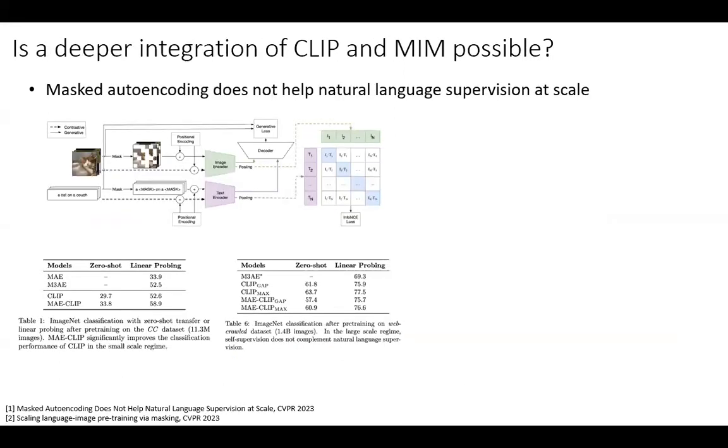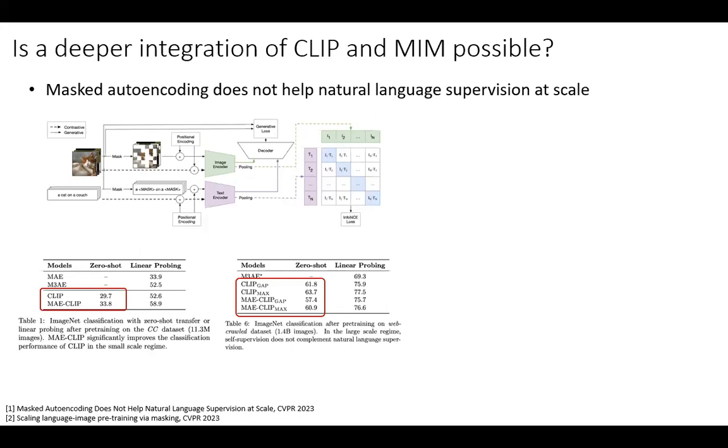So I think the community has also been trying to investigate whether we can have a deeper integration. Some of these attempts became papers, and some, due to negative results, never made it into a paper. But indeed, currently it's more like a negative answer. In this paper, masked autoencoding does not help natural language supervision at scale. They also show that at a small scale MIM is useful for CLIP, but at a larger scale, this doesn't help.